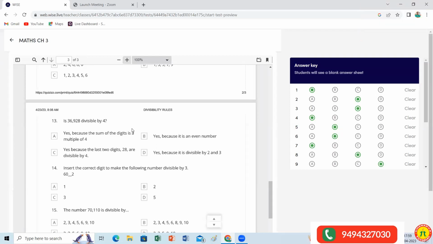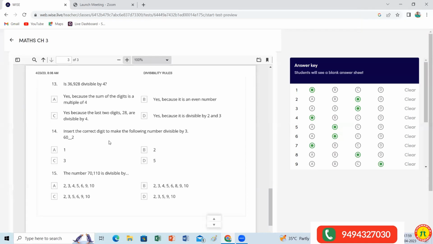28 is divisible by 4. Yes or no? Yes, ma'am. How many times will 4 go into 28? 7. Very good. So what is the answer for this? The 13th is divisible by 4, which means option C, 28 is divisible by 4. Option C is correct. Now what next, Adrit? Ma'am, the 14th and 15th.